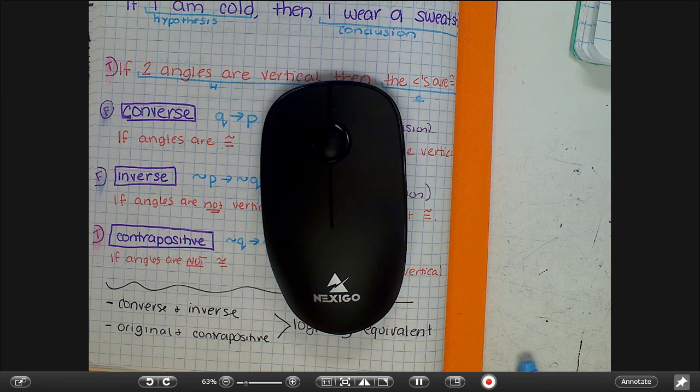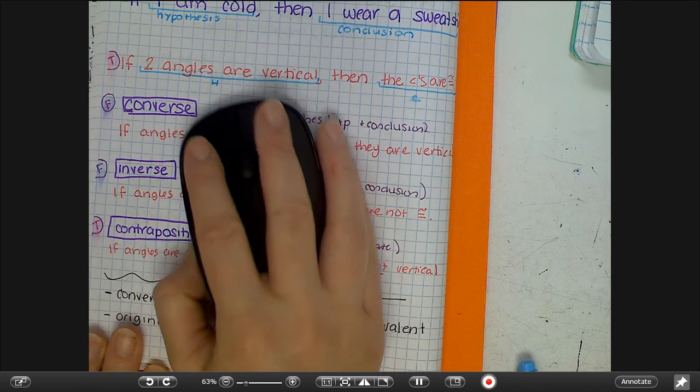Trying to find my mouse on my screen. There it is.